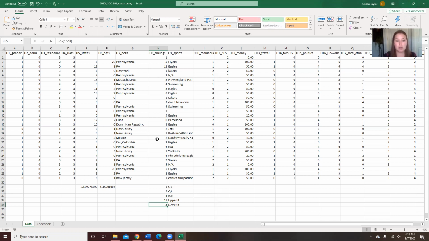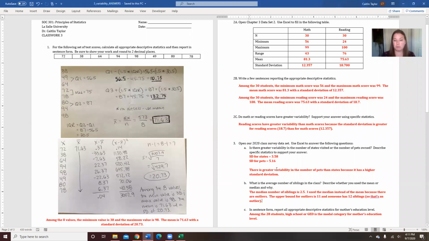So now we're looking at our data and determining, is there a value that's less than -5? No, that doesn't make sense, somebody can't have negative siblings. Or greater than our upper bound, greater than 11? And oops, we see somebody has 12 siblings. So this 12 is an outlier. Since there's an outlier, that means the median is appropriate. So here the median number of siblings is 2.5.